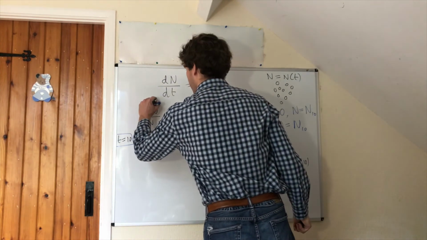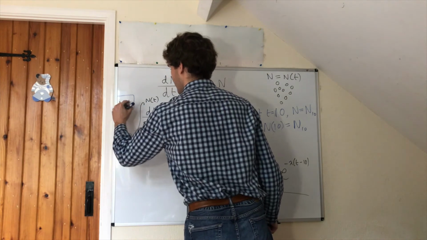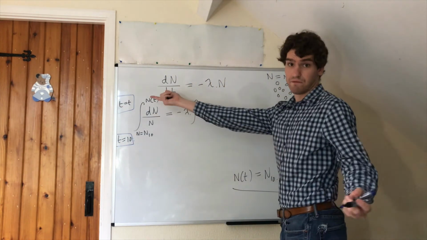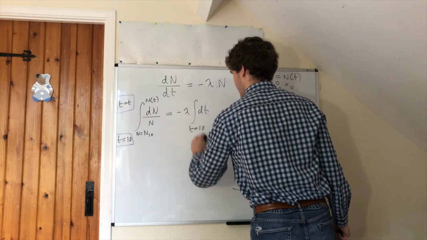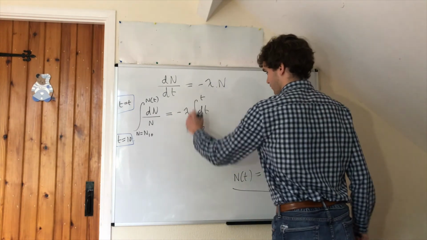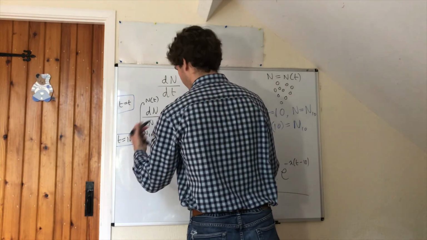In general, our upper limit will be when t is equal to t. So that will just be n of t. Here, the lower limit is when t equals 10. So we say that t is equal to 10 here. And on the upper limit, we just do it as a general t. We can now solve these definite integrals.